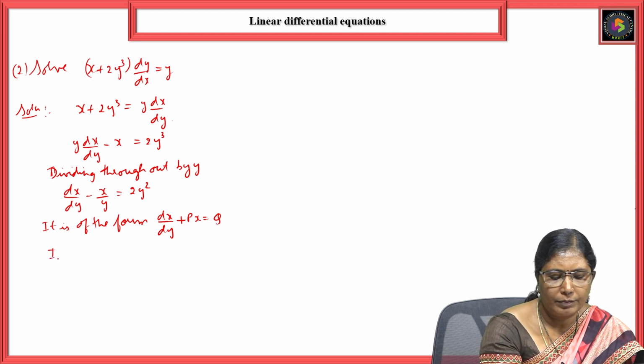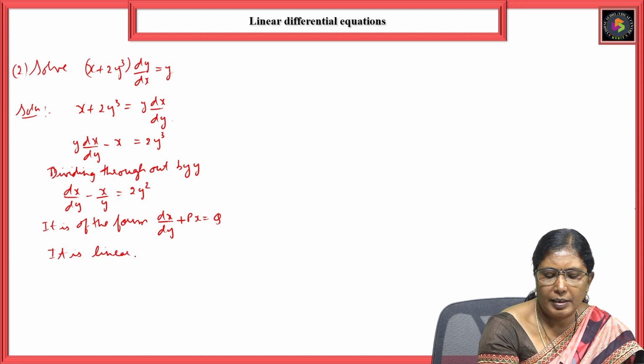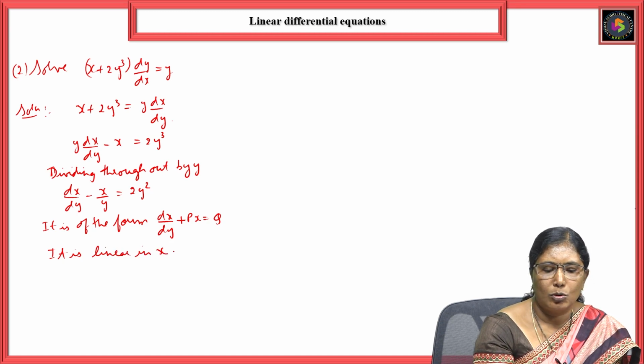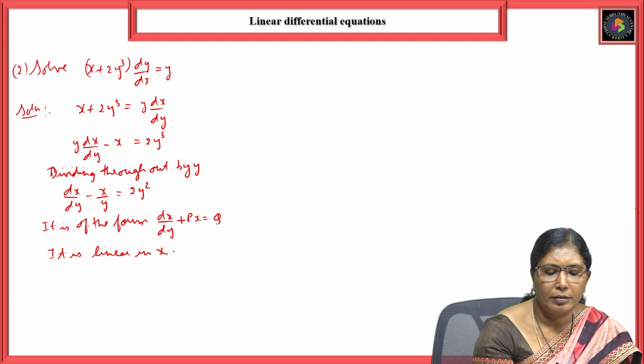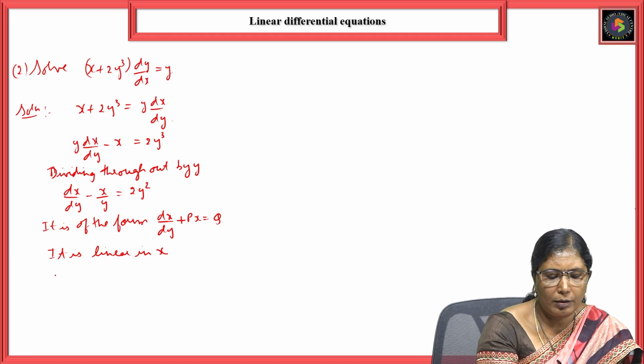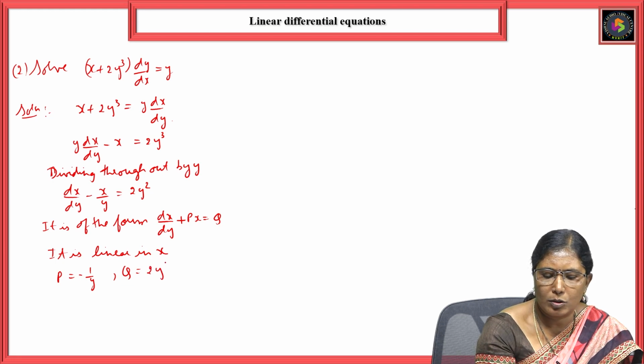So here p and q are nothing but functions of y. So it is linear in x. So first step, you should make the coefficient of dx by dy as 1. So it is already, the coefficient of dx by dy is 1. So what is the comparing? What is p? p is nothing but the coefficient of x, that is minus 1 by y. What is q? RHS part, right hand side, 2y square.